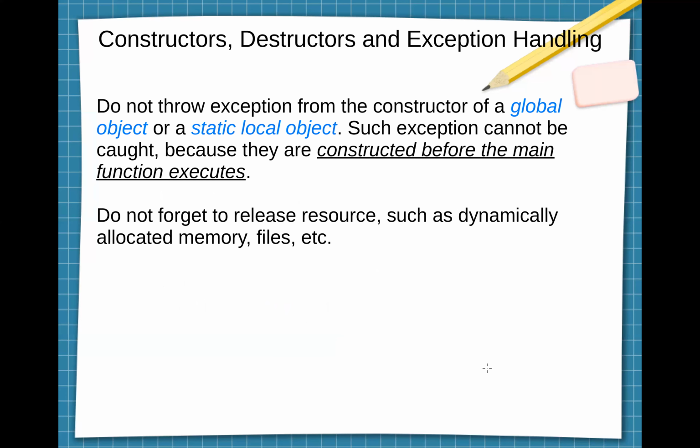Okay, now what we should not do is throw an exception from the constructor of a global object. You remember the global objects and how they're created, what's their scope, or a static local object, right? Because these exceptions cannot be caught. They're constructed before the main function executes, and that's the reason why we will not be able to catch them. Okay, so don't throw exceptions from the constructors of the global object or the static local object.